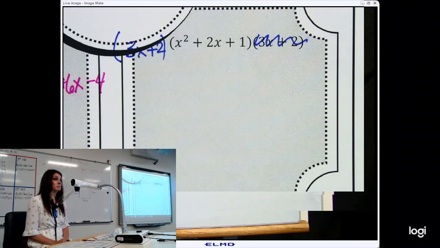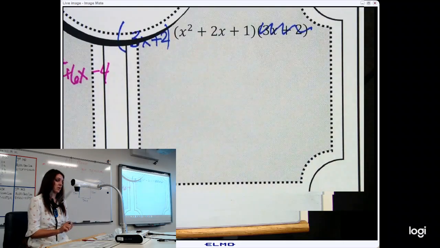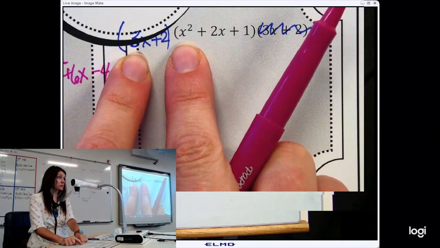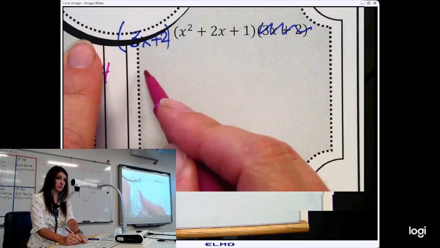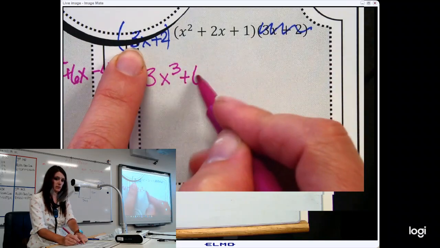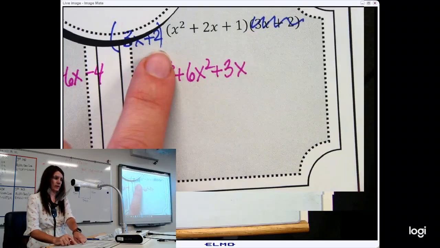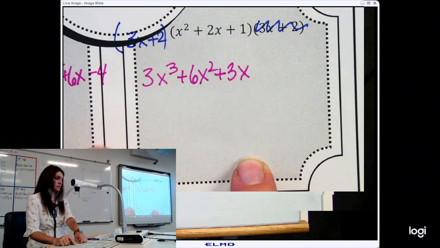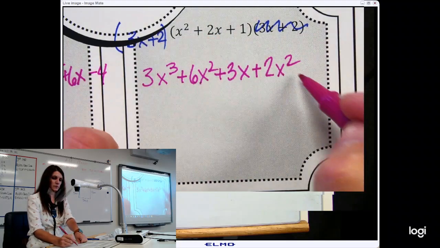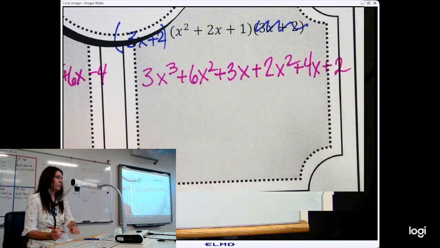That's awesome. Did anybody start to multiply with the big one in front with the trinomial? All right, let's go ahead and multiply. 3x times x squared, 3x cubed. 3x times 2x. 3x times 1. And now I'm to the 2. 2 times x squared. 2 times 2x. And 2 times 1. So long.